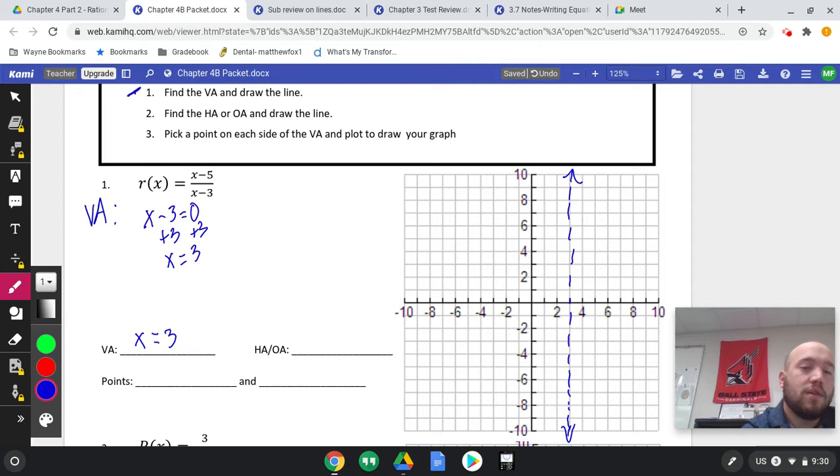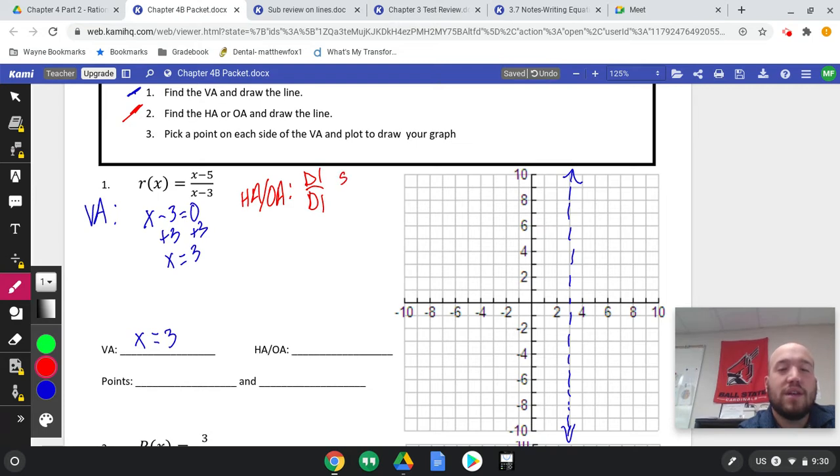Okay, step 2. I'll do this one in red so it maybe stands out. Step 2, we need to find either the horizontal asymptote or an oblique asymptote, depending. So to find the horizontal or oblique asymptote, first thing we want to do is check what are the degrees. So on the top, it's degree 1. On the bottom, it's degree 1.